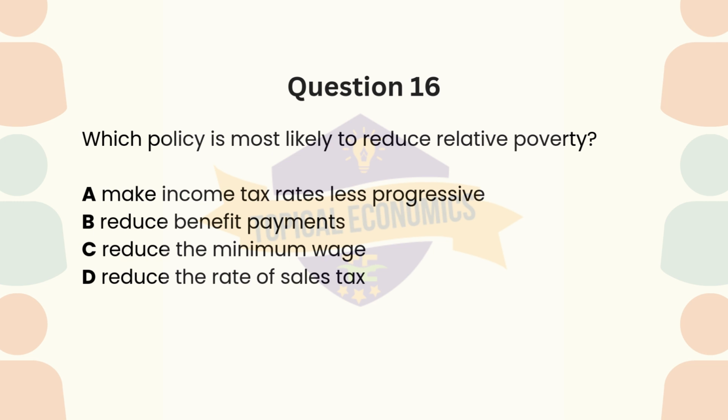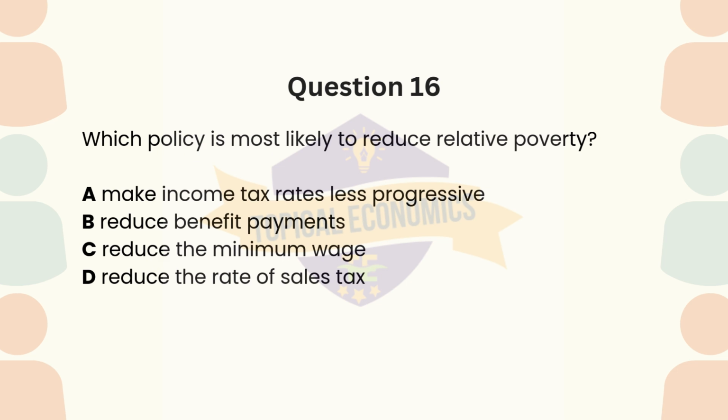Option B, reduce benefit payments. Again, this would directly harm low income individuals who rely on benefits for essential living costs, thereby exacerbating relative poverty. So again, this is not the correct answer. Option C, reduce the minimum wage. Now, lowering the minimum wage would decrease earnings for low income workers, further widening the income gap and increasing relative poverty. So again, this is incorrect.